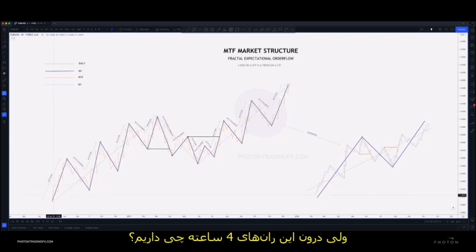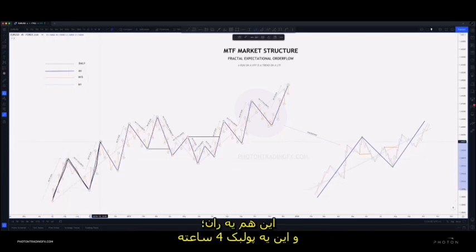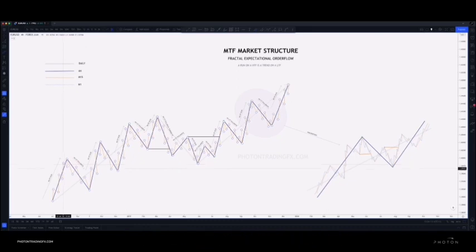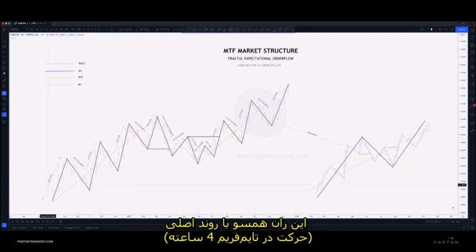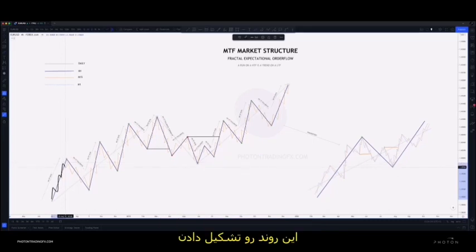But what do we also have within those 4 hour runs? That's a run, that's a 4 hour pullback, which is a run, that's a run, that's a 4 hour pullback. Within each of those runs, a run on a higher time frame is what? It's a trend on a lower time frame. So that 4 hour pro trend run, that one move up on the 4 hour chart, is made up of a series of higher highs and higher lows on the 15-minute chart. We have that trend within there.